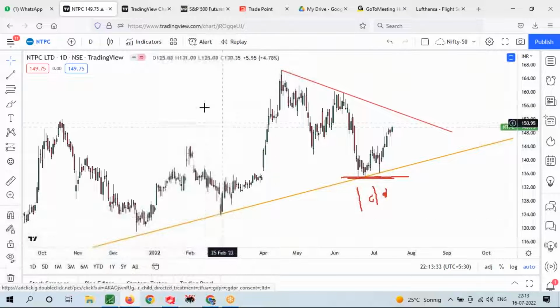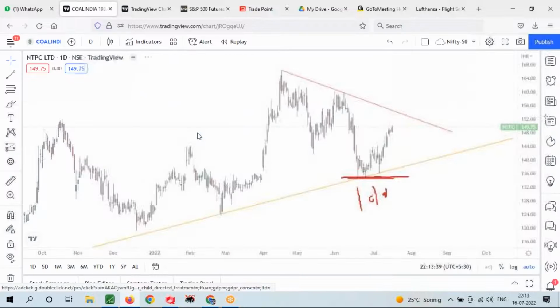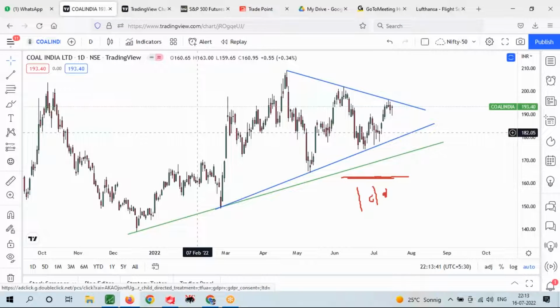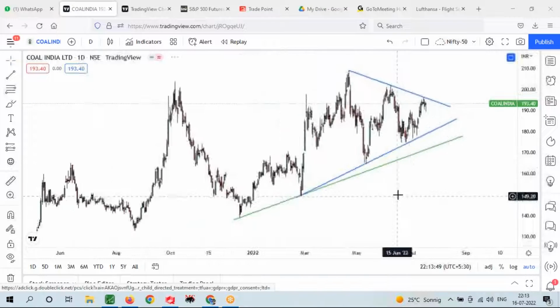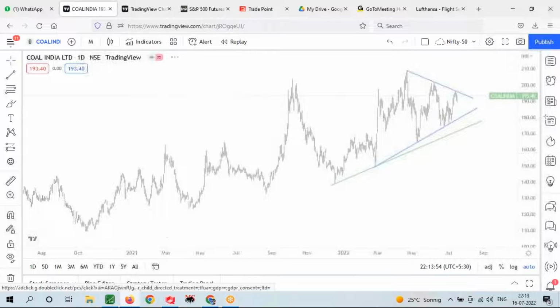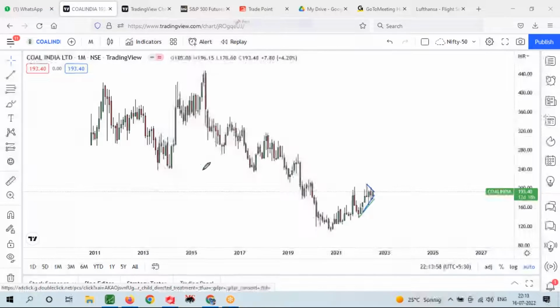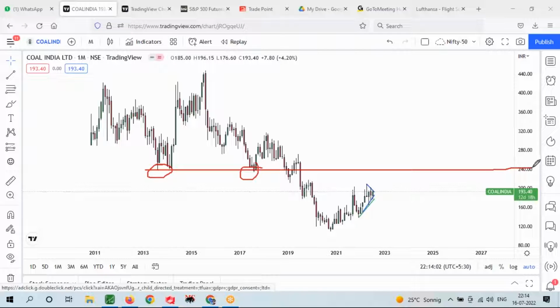Then we'll move to Coal India. Look here, I think I have already shared this stock. If you look at the monthly chart, these are the bottoms, two bottoms, three bottoms. So this will be a resistance.